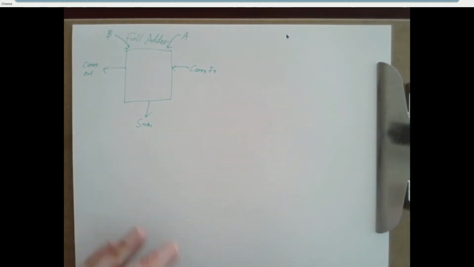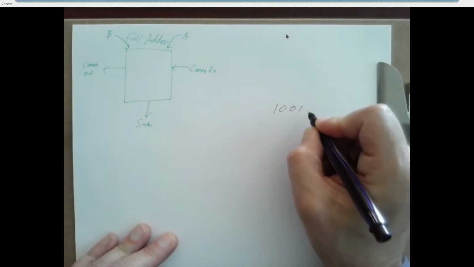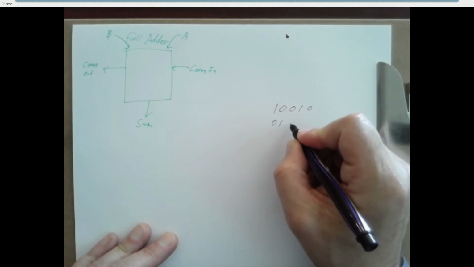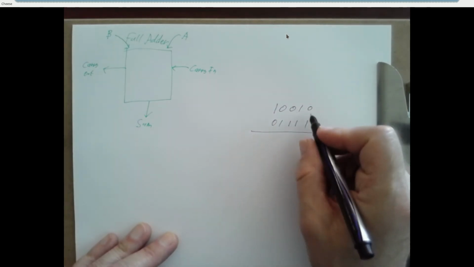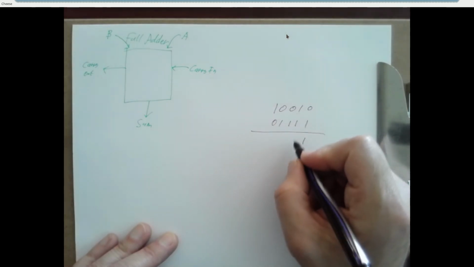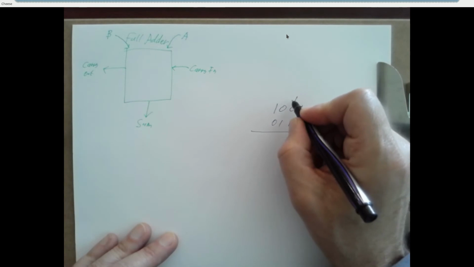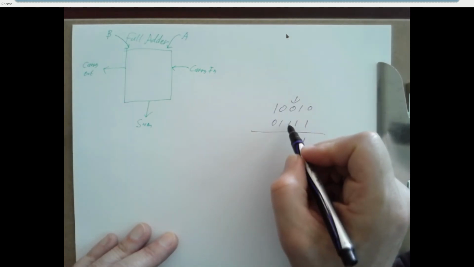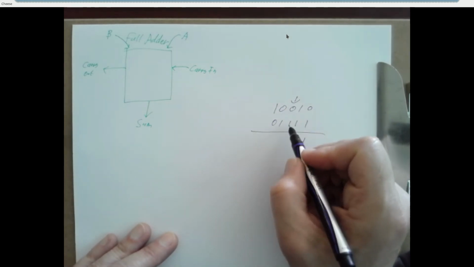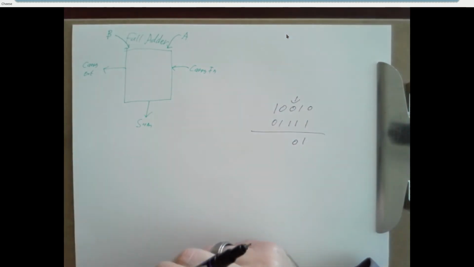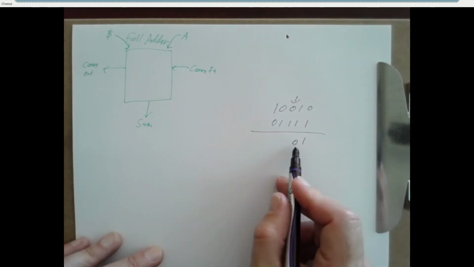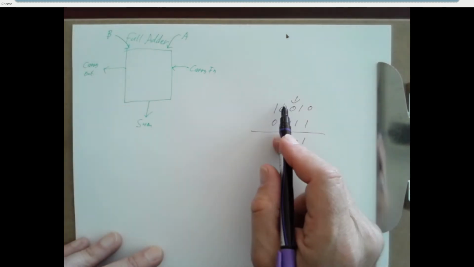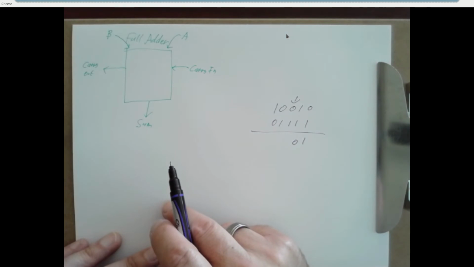Because when we do this addition, 0 plus 1 is 1, 1 plus 1 is 0 with a carry of 1. We have to add 3 bits now: the 2 bits of our numbers and the possible carry that's coming in from the previous position. So this has basically 3 inputs, and then it generates a sum bit and a carry out, which becomes the carry for the next bit.